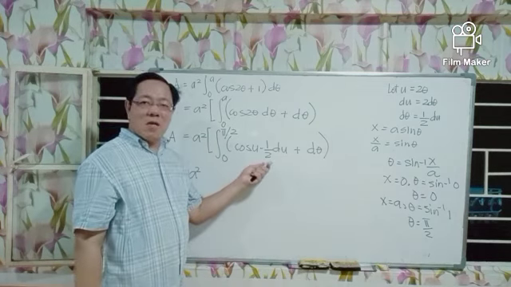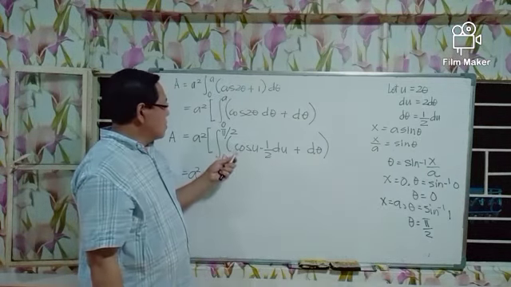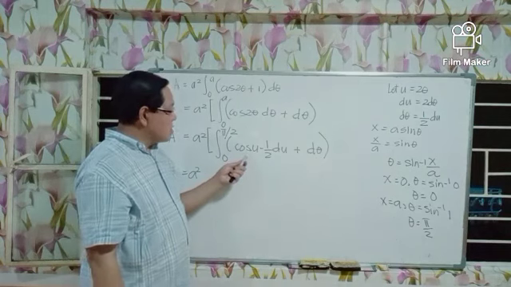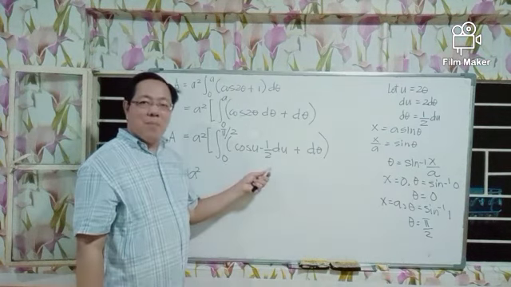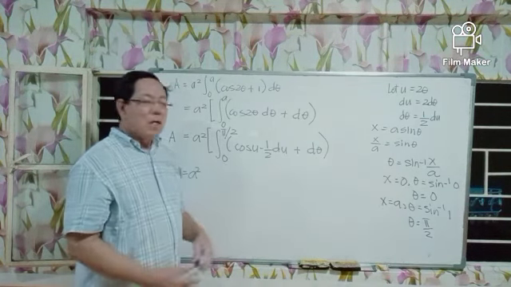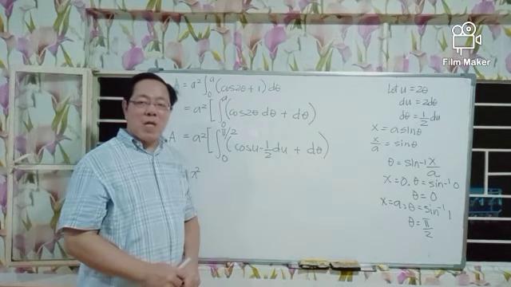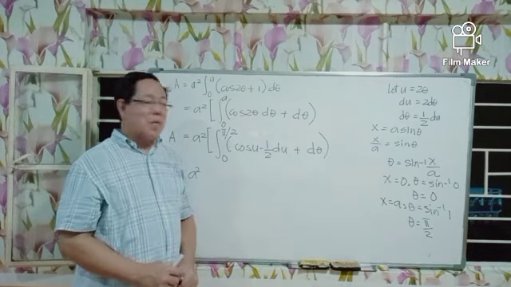One half here is a constant. So the integral of cosine u multiplied by 1/2 du is equal to 1/2 times the integral of cosine u with respect to u.